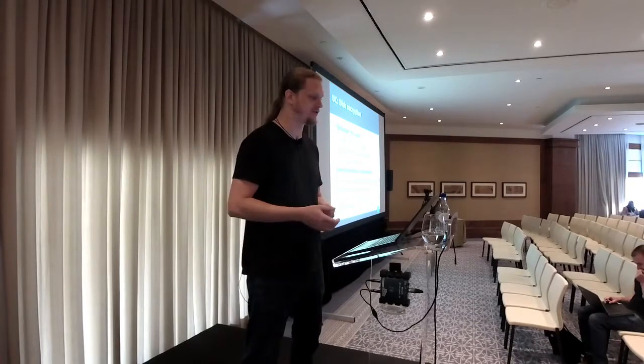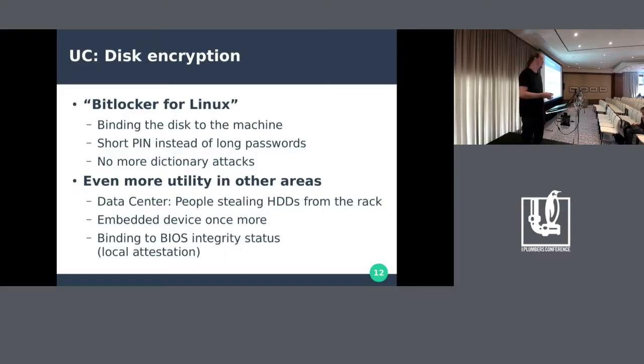So that much for user authentication. Disk encryption is another one of those core features that you want to have on your system or system security features. So what am I talking about? I don't know how many of you suffered through BitLocker, but wouldn't BitLocker for Linux be awesome? It gives you a binding of the disk to the machine, which means that you cannot just remove the disk, put it into a different machine, and be able to directly access it over there.